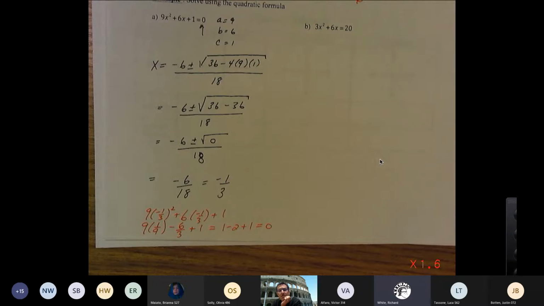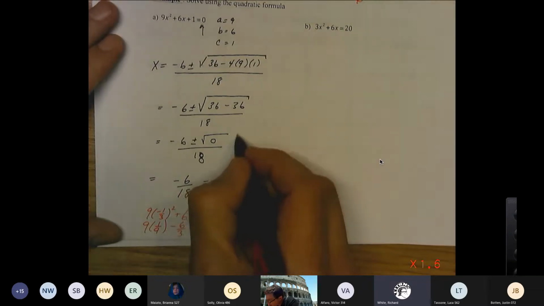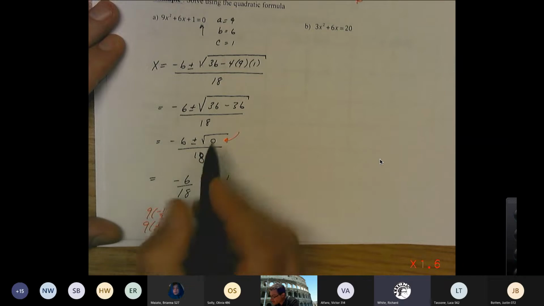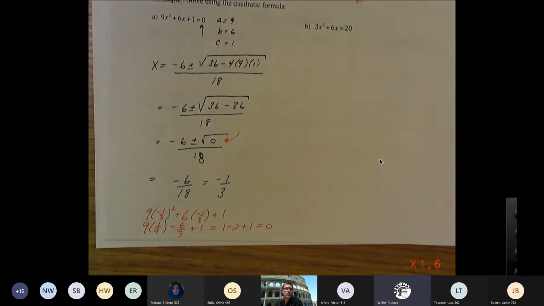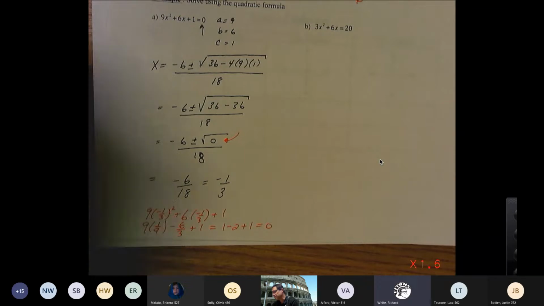And it's the only value because we got 0 under the root. Because of this 0, we didn't plus or minus by anything, did we? We just had negative 6 divided by 18. Okay, that's it. Let's do another one.